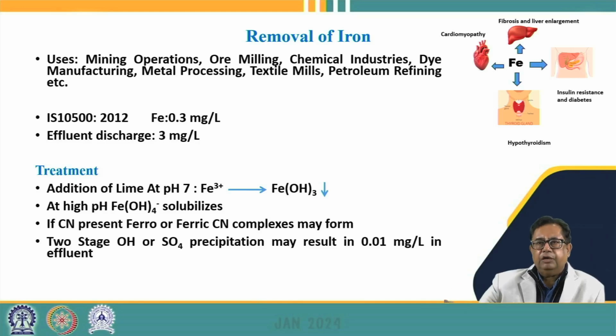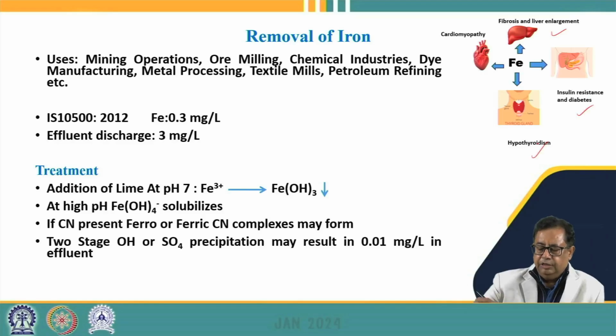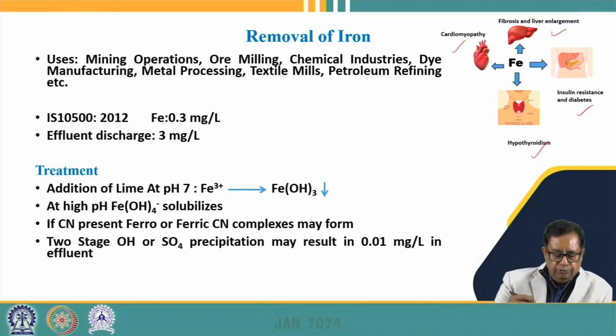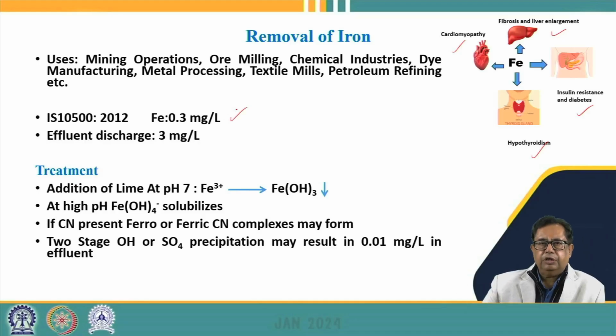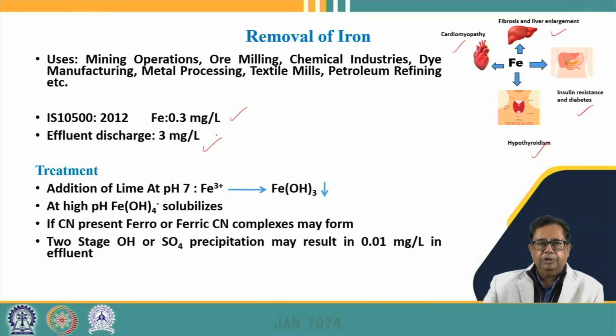When we take very high doses of iron, it can lead to fibrosis and liver enlargement. It can also lead to insulin resistance and diabetes, hypothyroidism, and cardiomyopathy. We want the concentration of iron in drinking water not to exceed 0.3 milligram per liter, and in the effluent discharge the iron should be limited to 3 milligrams per liter.